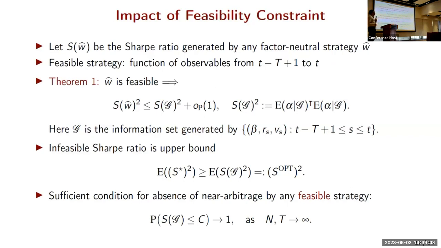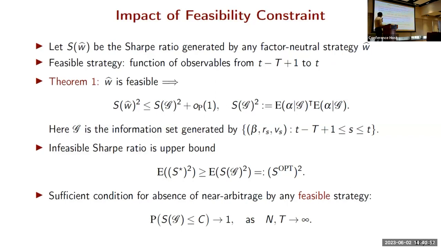Now, a feasible strategy means it's a function of observables from t minus T plus 1 to t. So starting at small t, we look at a capital T period, and you can build a trading strategy based on the data. The first theorem says that as long as W hat is feasible, nothing else, the Sharpe ratio of this strategy is going to be bounded by this quantity, SG squared. In other words, we find an upper bound on the Sharpe ratio of the optimal feasible trading strategy. Now, what determines this optimal feasible Sharpe ratio? It turns out it's not alpha transpose alpha that matters. It's the conditional expectation, your best prediction of alpha given all the information that has been realized up to t. Your best forecast actually determines the optimal Sharpe ratio you can achieve with this arbitrage strategy. So this is actually a key result.